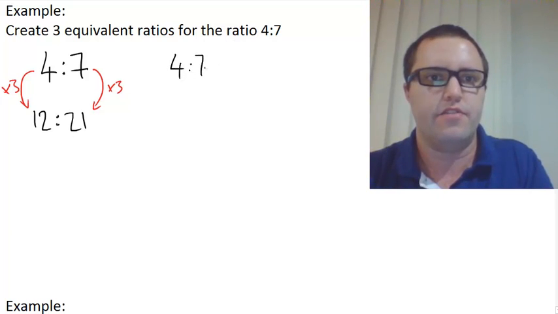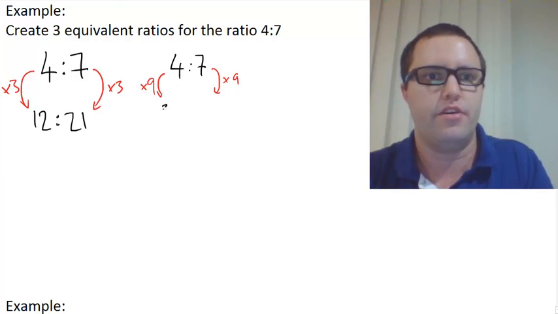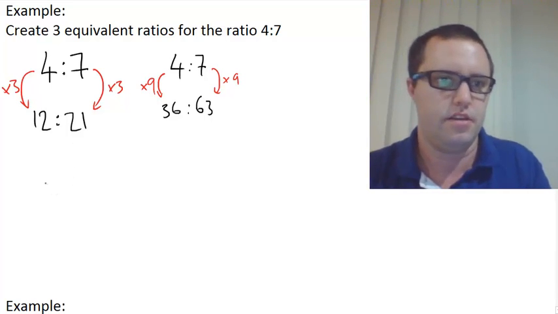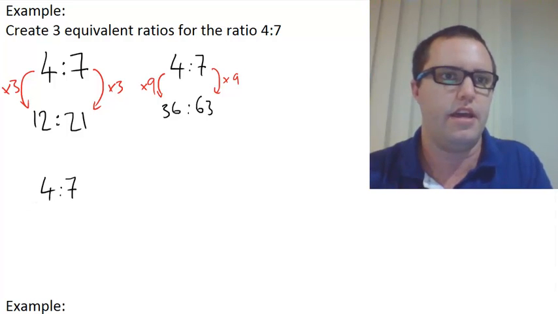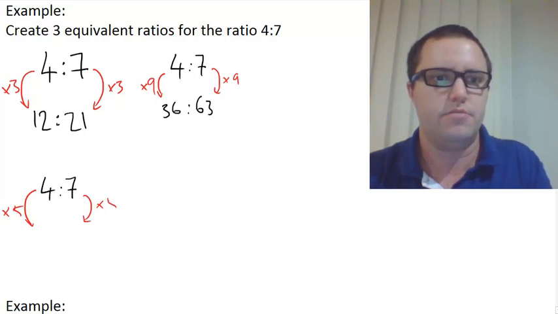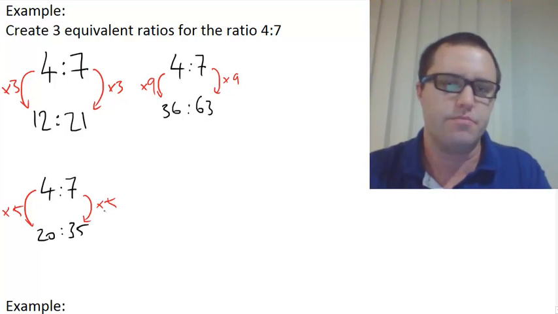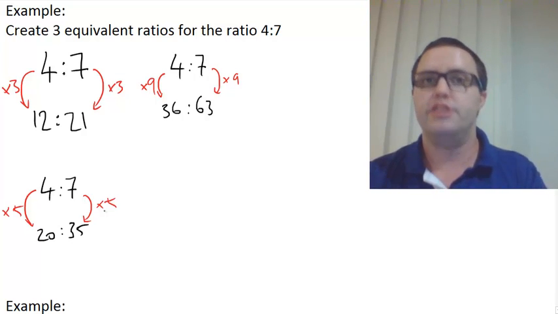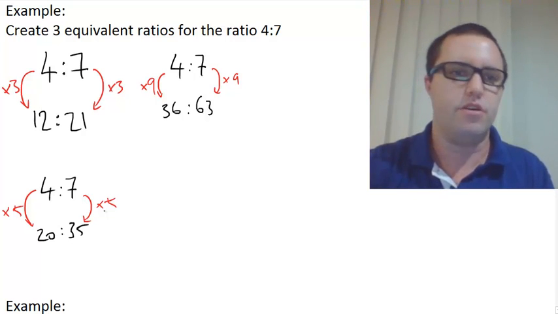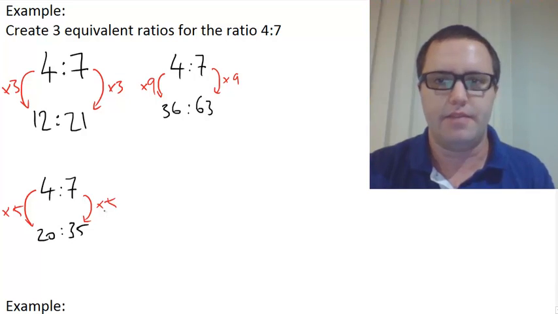We could also have 4:7 and go times by 9, times by 9, and end up with 36 is to 63. And finally, 4:7 and go with times by 5, times by 5, and get 20 is to 35. Okay, nothing real surprising there, but that's how we modify our ratios to come out with our equivalent ratios. Sometimes you want different numbers to be able to do different things with, and that's how you do it. Multiply all parts by the same number. Okay, right.